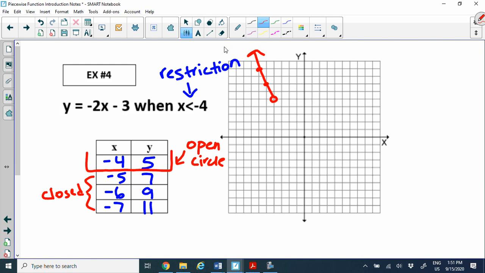Okay, so that's how you graph linear equations when there is a domain restriction. Make sure to watch the next part of the videos. We're just going to go over how you write linear equations. Okay? See you in the next video.